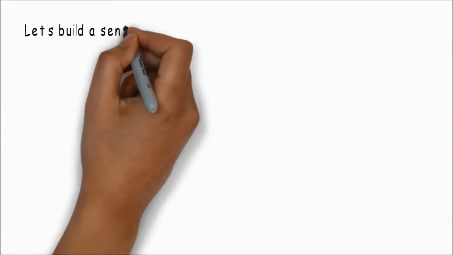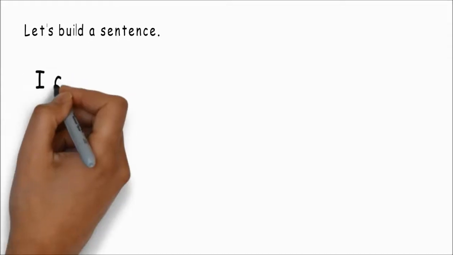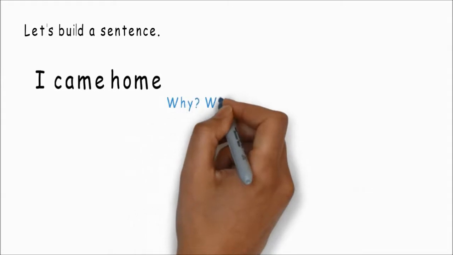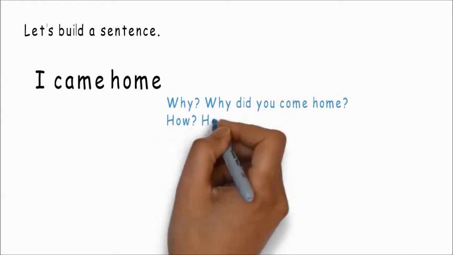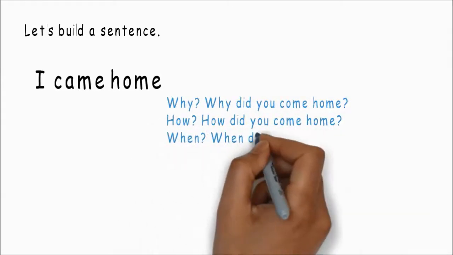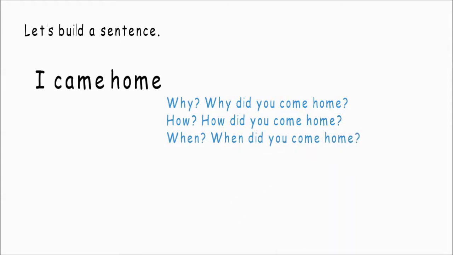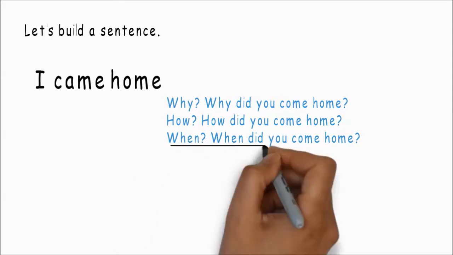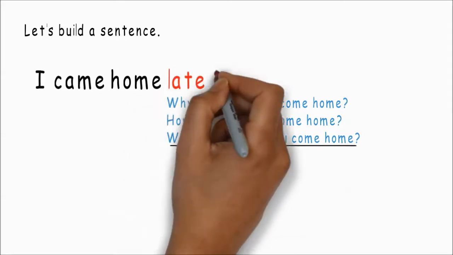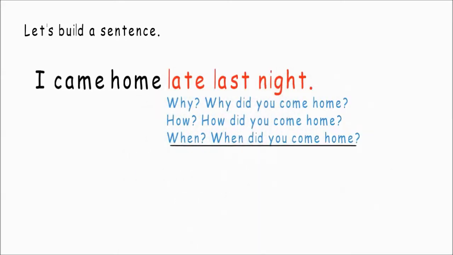Let's build a sentence. I came home. Why? Why did you come home? How? How did you come home? When? When did you come home? Let's choose when. I came home late last night.